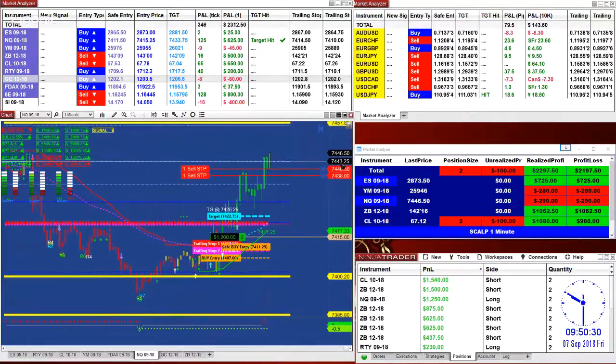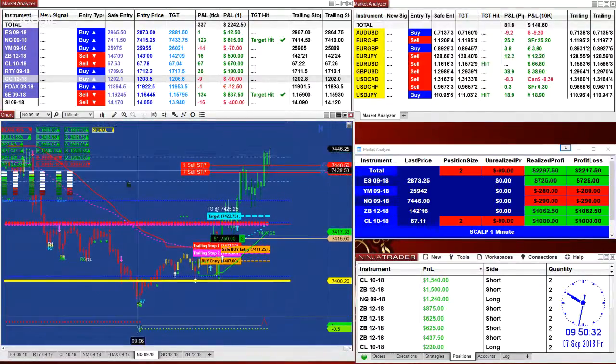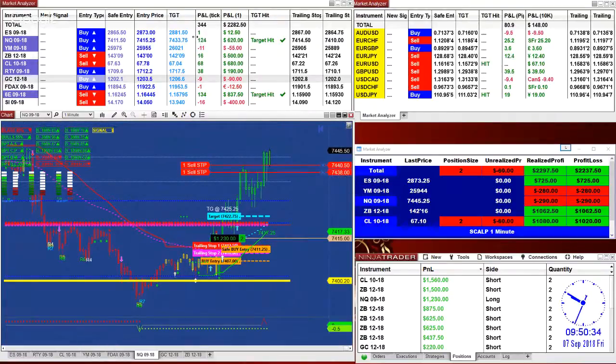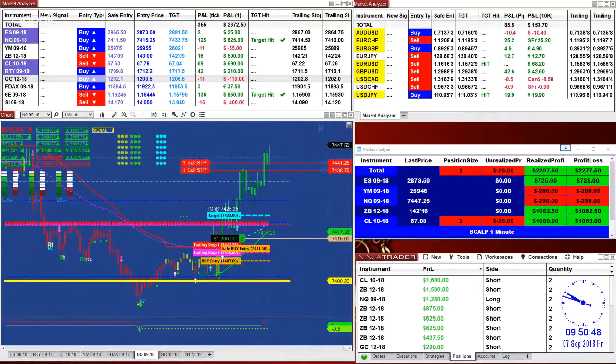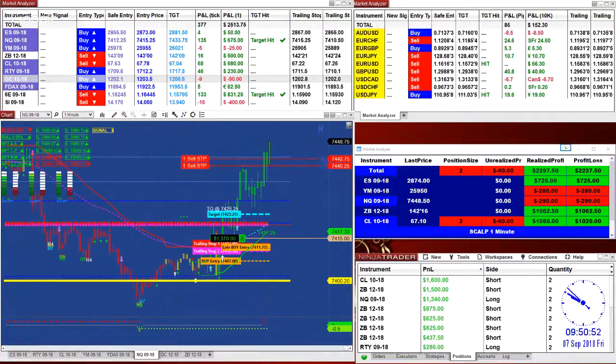However, the chart follows the same principle as the market analyzer, but the chart gives constant updates. It gives you new targets and new pullbacks.